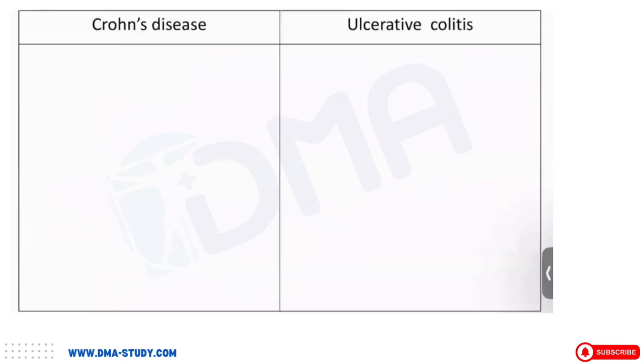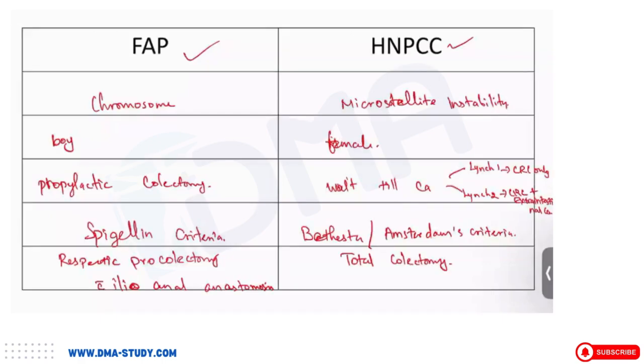Apart from that, Crohn's and ulcerative colitis is the next one. So Spigelman criteria, FAP. Amsterdam criteria, HNPCC. Okay, and the Los Angeles classification. Wake up, people. Los Angeles classification is for GERD.